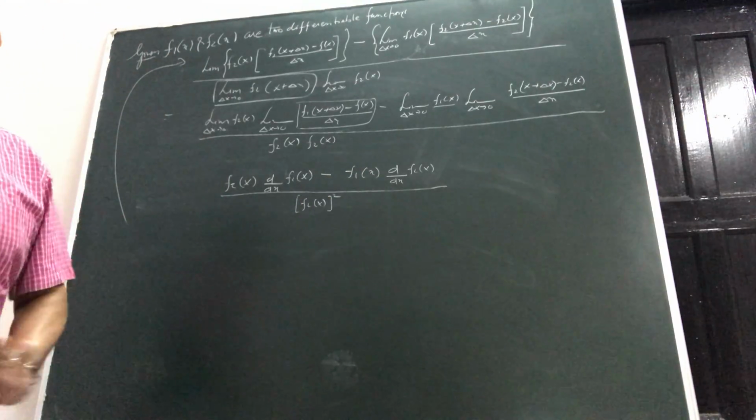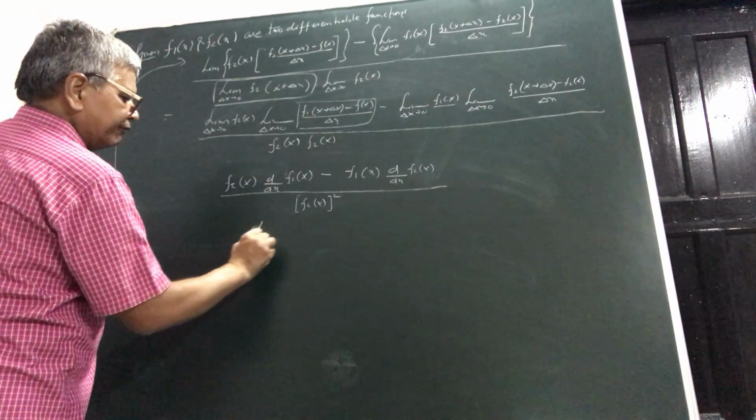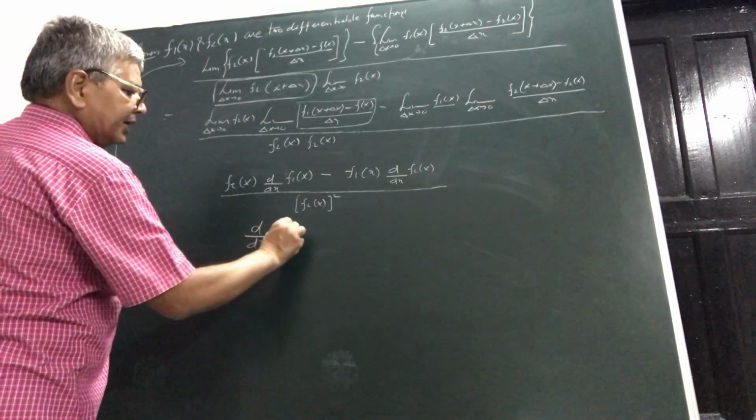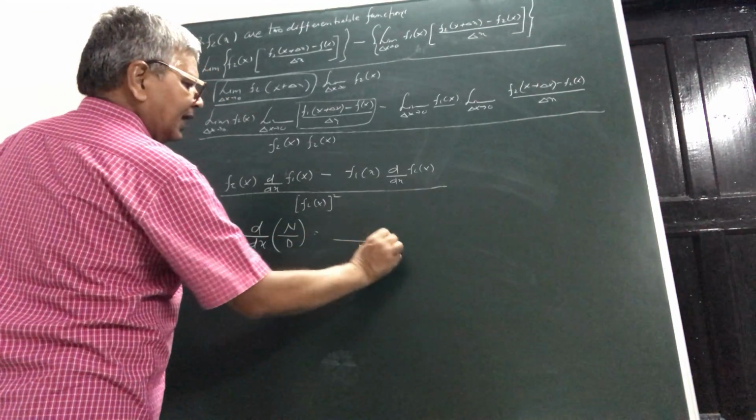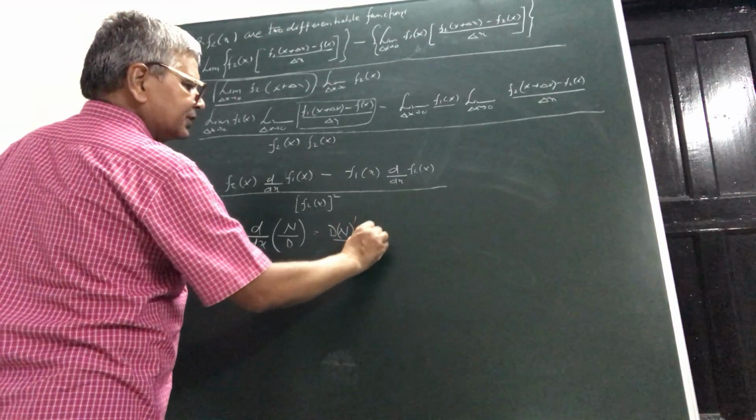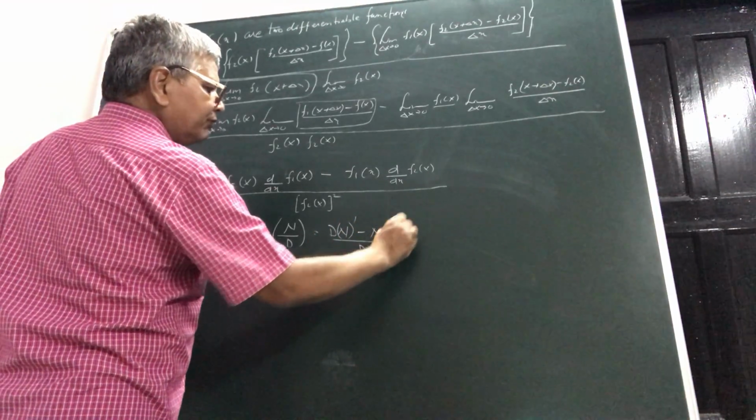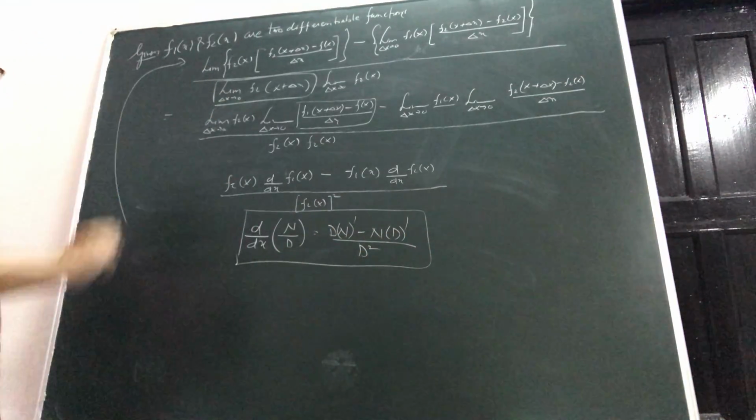And this is how you remember it. Please see, it is like d by dx of a function, numerator upon denominator. You know the denominator is squared, and then denominator into derivative of numerator minus numerator into derivative of denominator. This is a way to remember this formula.